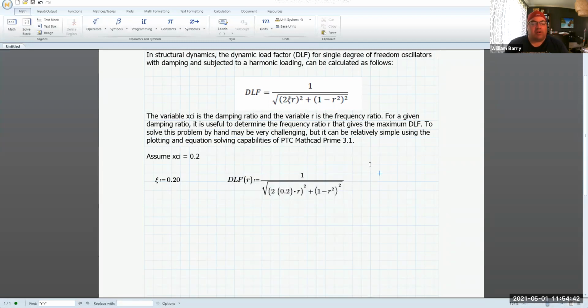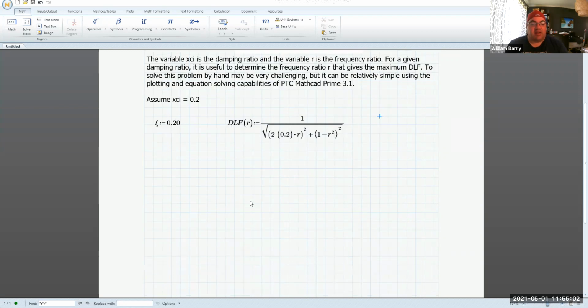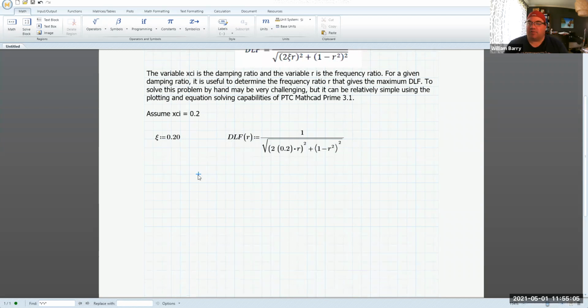And what we want to do is find the value of r. In other words, find the frequency ratio that gives the maximum possible value of this dynamic load factor. So what's the r that will give the maximum DLF? And before we jump straight to trying to solve some equations, it can be useful to get a plot of DLF versus r, just to see how that looks.